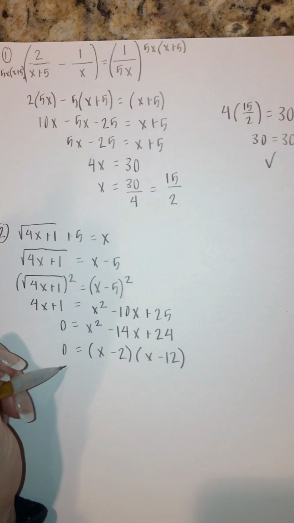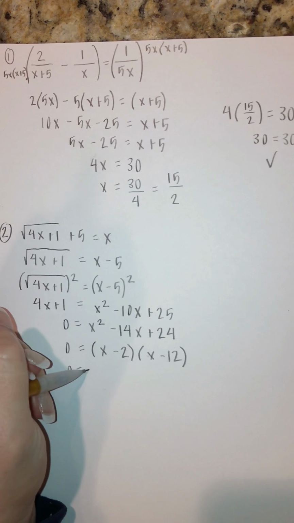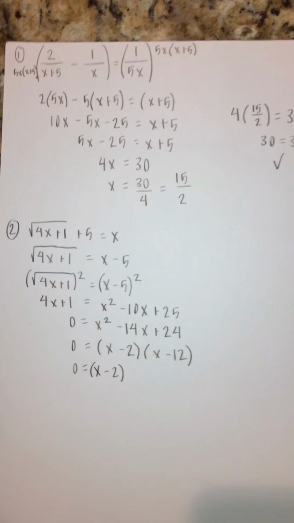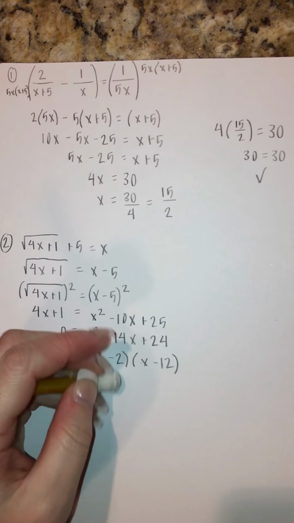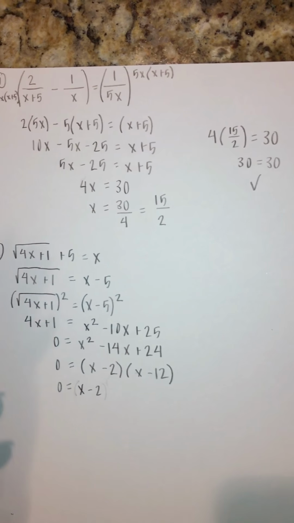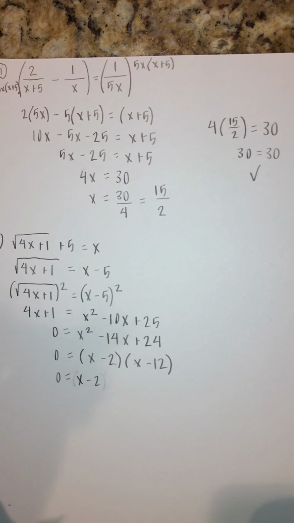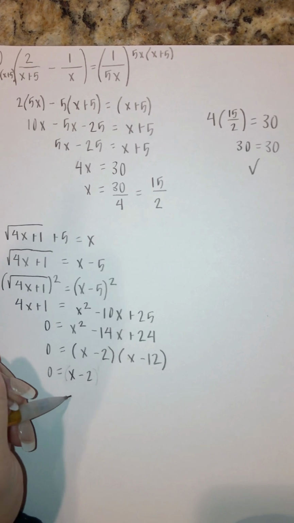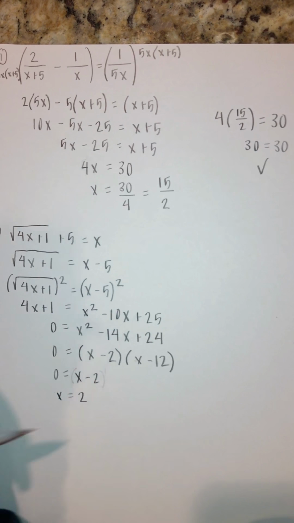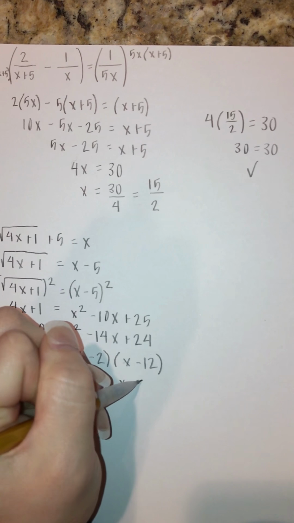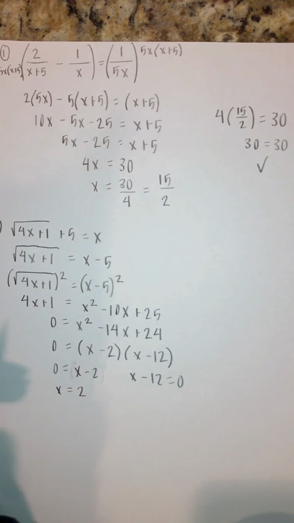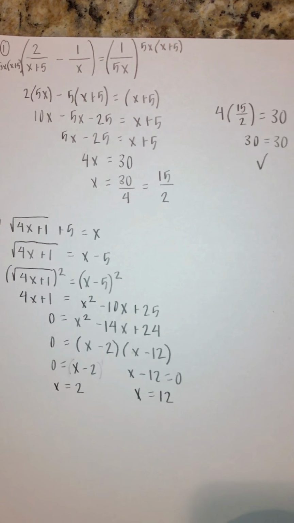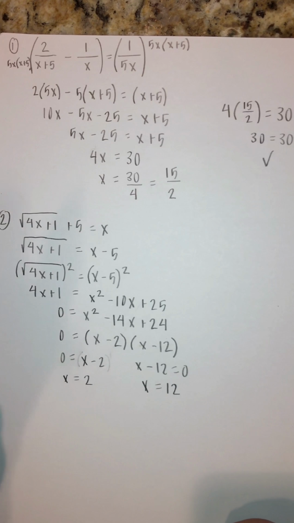Then after that, you have to set each of the problems or terms in the parentheses up to 0. I could actually erase these. So then to get the x by itself, you would move the 2 over, so x would equal 2. For this one, we do the same thing. To get the x by itself, we move the 12 over to equal 12. Then again, you check your answer.